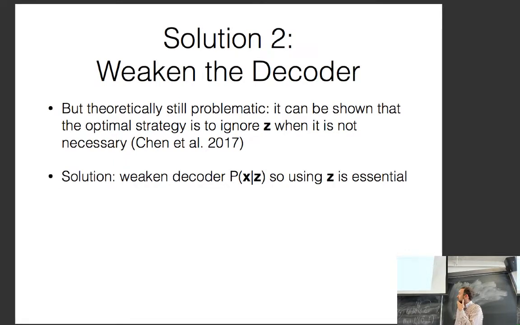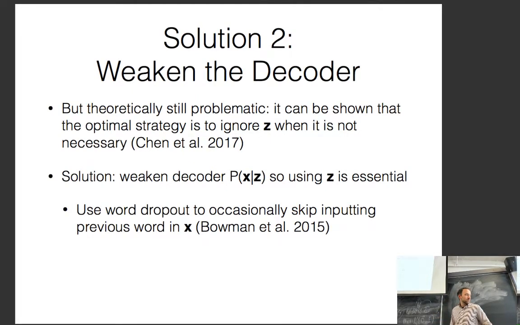the solution to this, or one solution to this, is basically to weaken the decoder, P of X given Z, so that using Z is essential to get a good probability here. So one example of this is to use word dropout. So word dropout basically occasionally skips inputting the previous word into X. So what this means is if you don't have the information about the sentence stored in Z, you're going to pay a penalty because you lose some of your context and aren't able to base your next decisions on this.